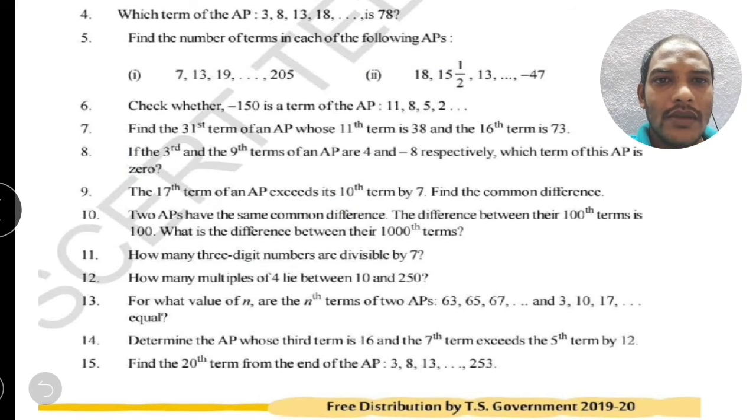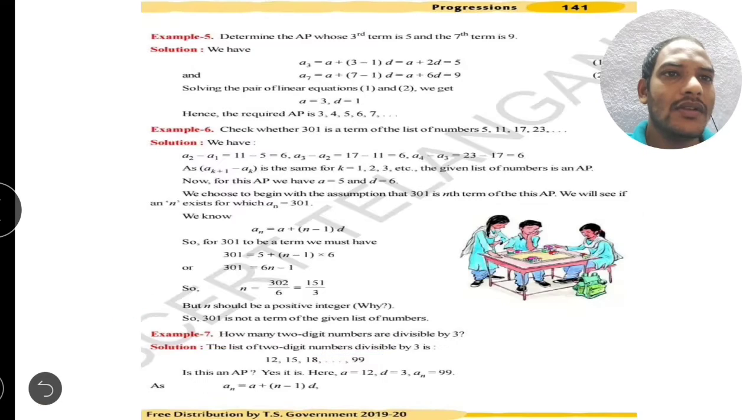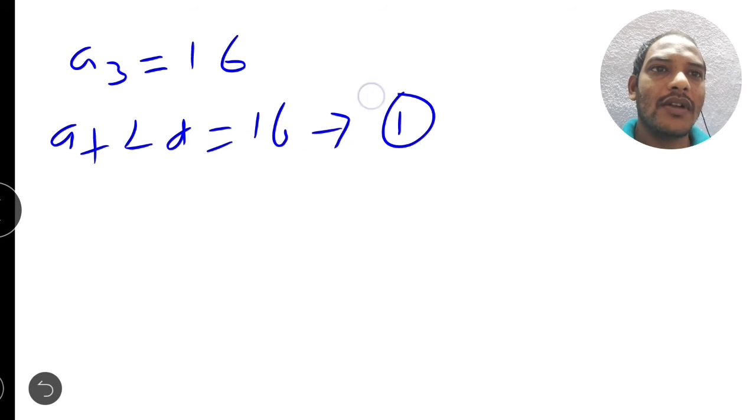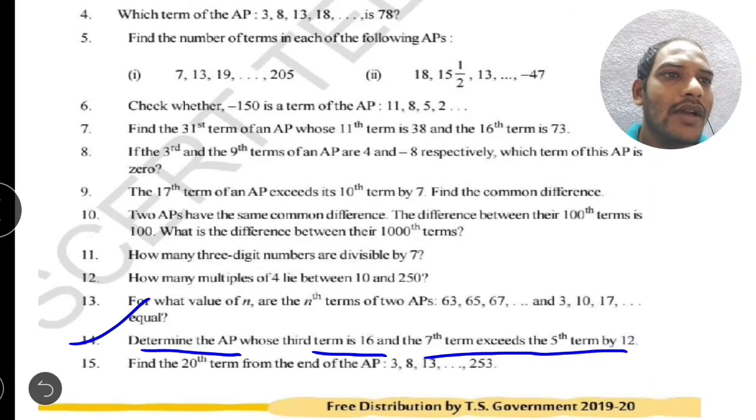Let's do the 14th problem: determine the AP whose third term is 16 and the 7th term exceeds the 5th term by 12. To determine the AP we need a value and d value. To find them he gave some values: third term is 16. So third term means A3 equals 16. A3 means a plus 2d equals 16. It is equation 1.